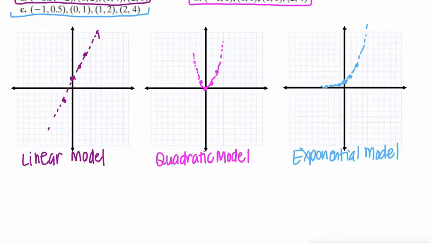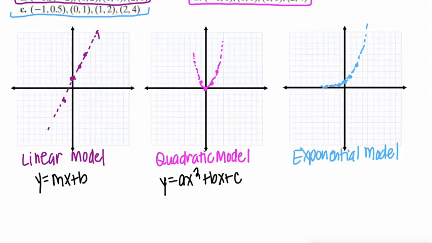Now remember what these models are. So the linear model is y equals mx plus b. The quadratic model is y equals ax squared plus bx plus c. And the exponential model is y equals a times b raised to the x power.